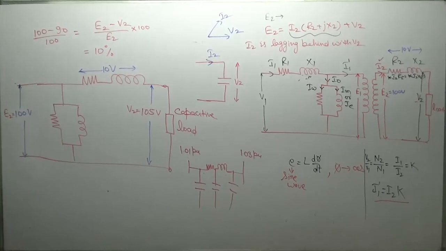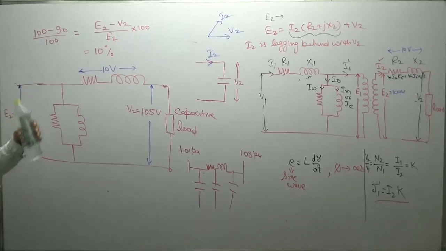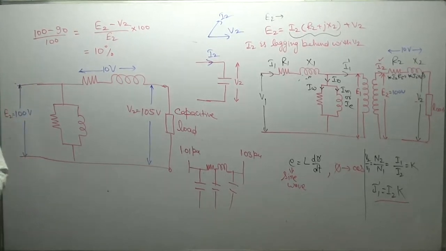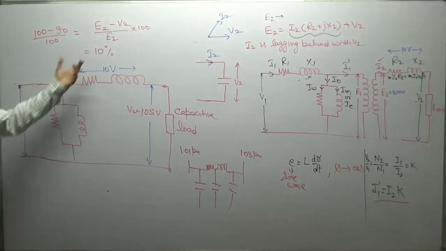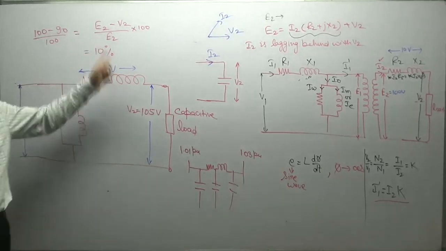Okay. And it is called minus voltage regulation. You can understand with this formula. 100 minus 105, it will be negative.